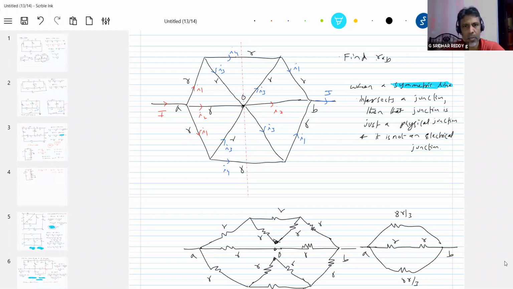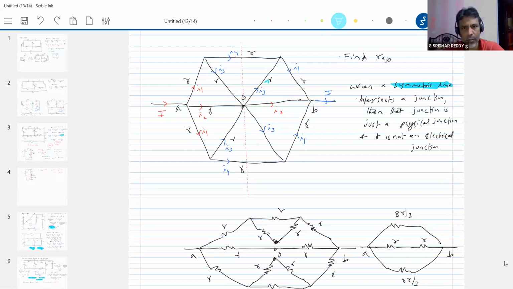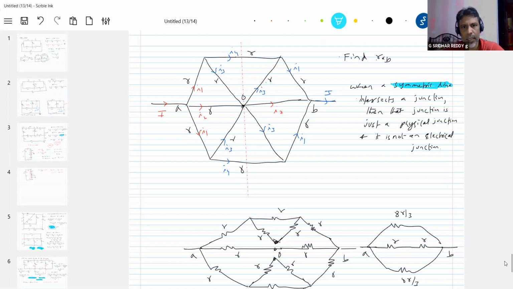Symmetry with respect to current distribution. By chance, if I make this 2R, then what happens? It will become really an electrical junction. If I make it this 2R, then what happens? The current will in fact branch at O. Then it will become an electrical junction. It's only now a physical junction.